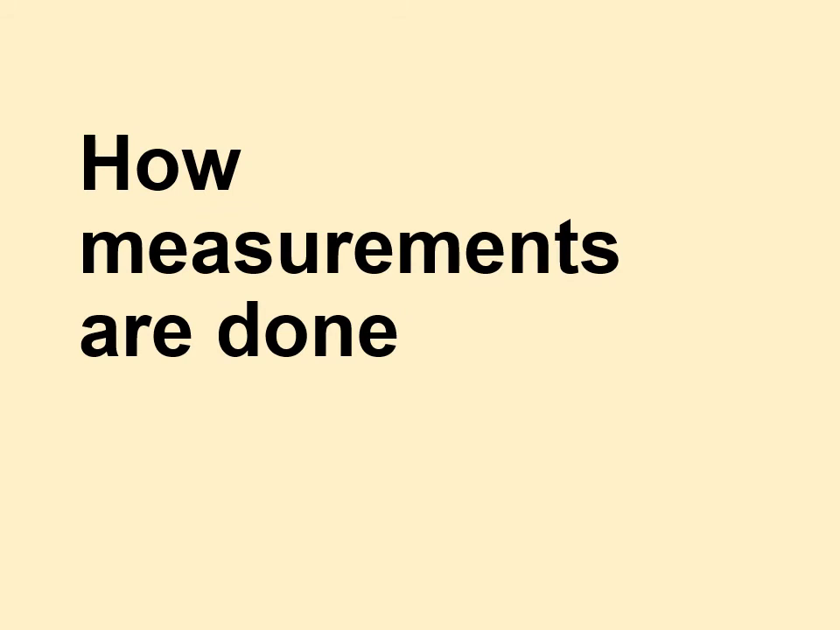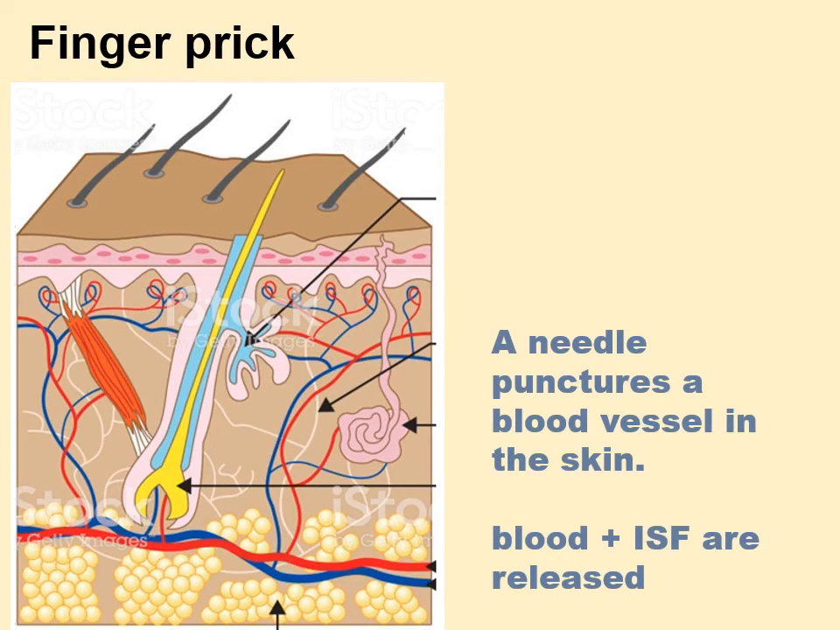So now that we understand the physiology, let's see how measurements are actually done based on the physiology. On a finger prick system, a needle punctures the skin, it breaks a blood vessel, and out comes some blood to the surface of the skin, including some interstitial fluid. Then a secondary device comes along and wicks away that blood, and it reacts with an enzyme which converts to an electrical signal, and you get a glucose concentration from that.